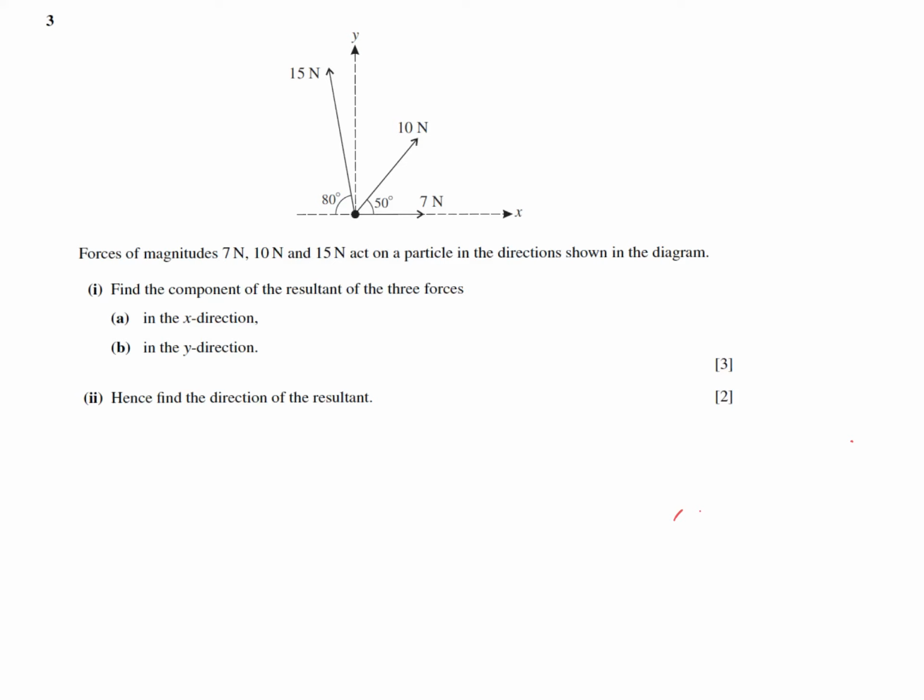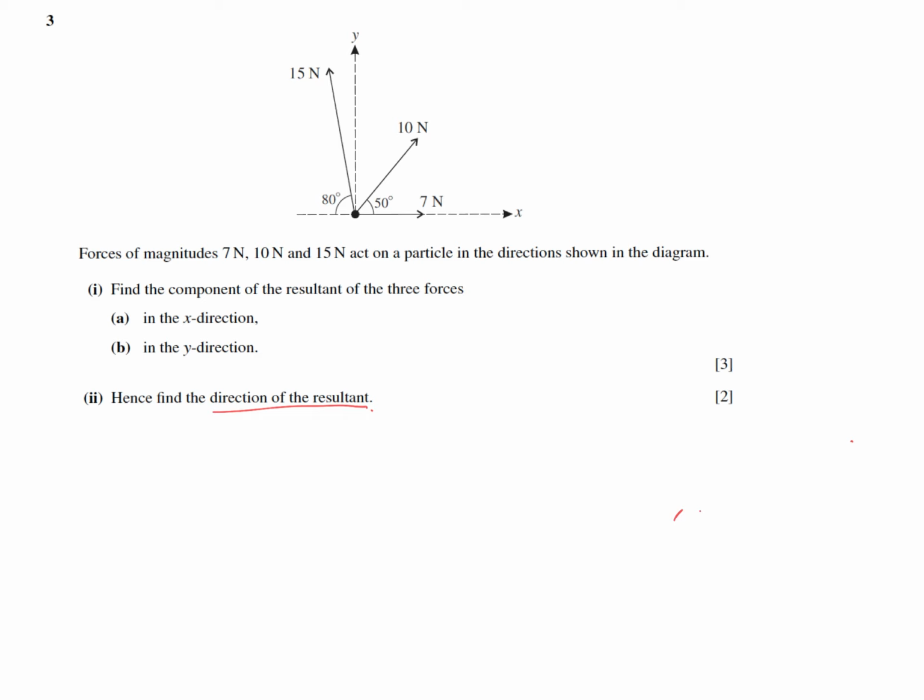Forces of magnitude 7 Newton, 10 Newton and 15 Newton act on a particle in the directions shown in the diagram. Find the component of the resultant of the three forces, A, in the X direction, B, in the Y direction, and once you've got that, find the direction of the resultant. They are not asking for the resultant, they are just asking for the direction of the resultant.